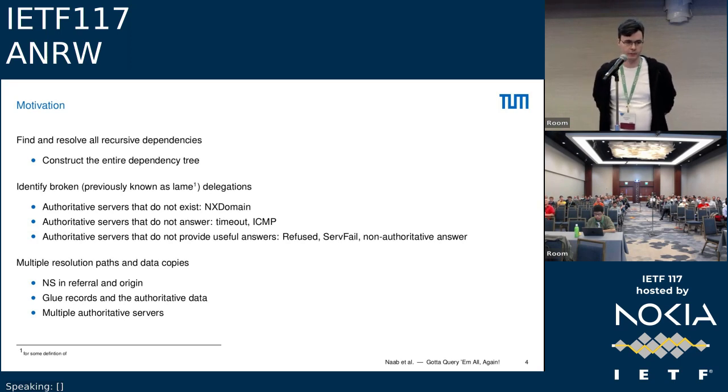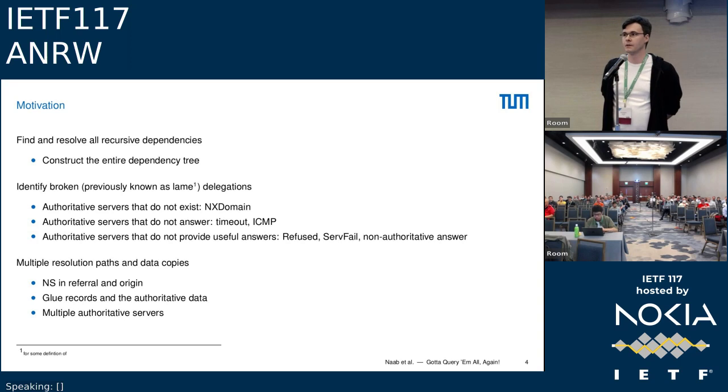What are multiple data copies, or what do we have in the DNS? We have NS records in the referral itself, but we also have NS records in the origin. Do they match? What can we learn additionally here? We have glue records, and we also have the authoritative data, hopefully. And last but not least, we also have, for each domain, hopefully multiple authoritative servers. So are they all synchronized? Do they also have the same data, or do we have some configuration drift?